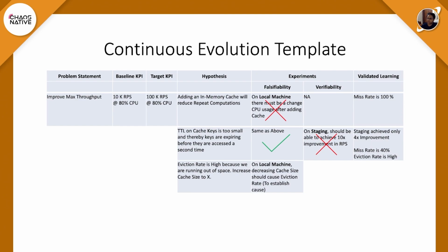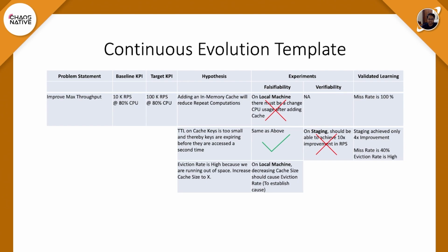Further hypothesize, I have high eviction rate because the cache size is too small. So as the cache is growing, keys are getting pushed out, and thereby again I'm having high miss rate and whatnot. Now, how do I design a falsifiability experiment for this? Obviously, I do not have as much memory on my machine, so I cannot increase the cache size and experiment with that. But if I cannot increase the cache size, can I decrease the cache size and see if the eviction rate becomes higher? So that should prove that there is correlation between cache size and eviction rate, right?